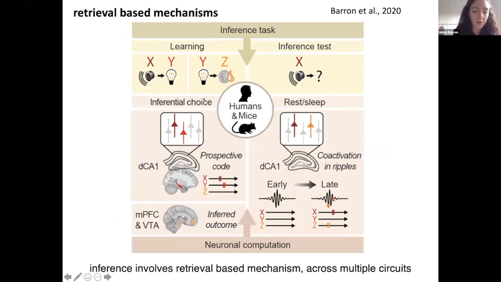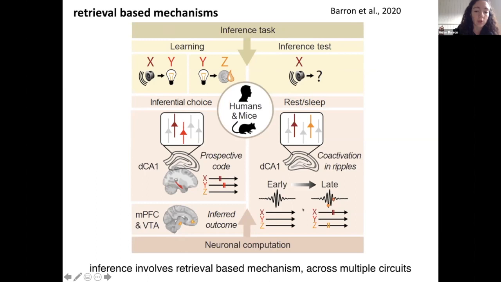was an associative inference task, and in that task, what we showed was that during inferential choice, when we expose the subjects to X, the auditory cue, the cells in the hippocampus represent Y in response to X. And we describe this as a prospective code. But what we don't see is representation of the inferred outcome in the hippocampus. Instead we see that in the medial prefrontal cortex and the VTA.